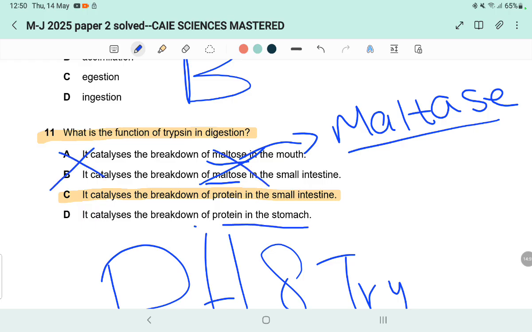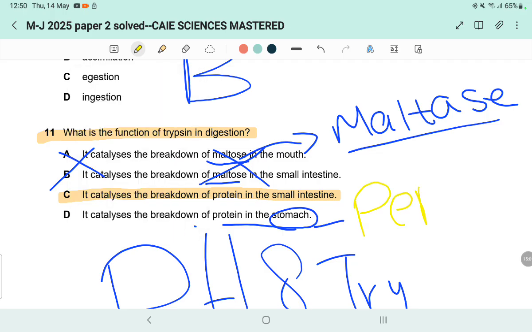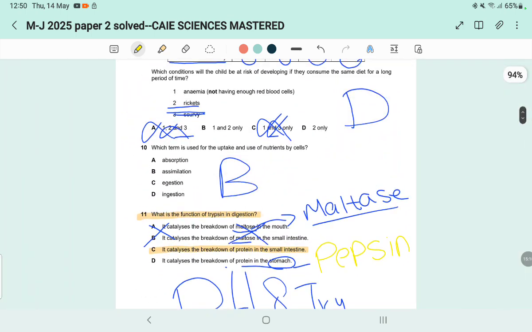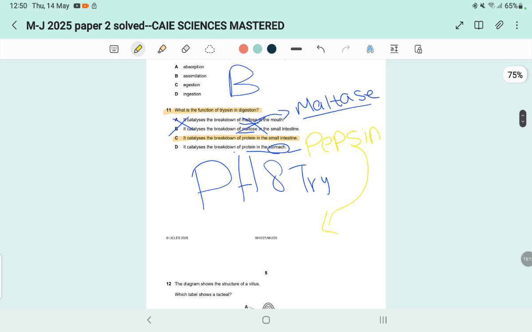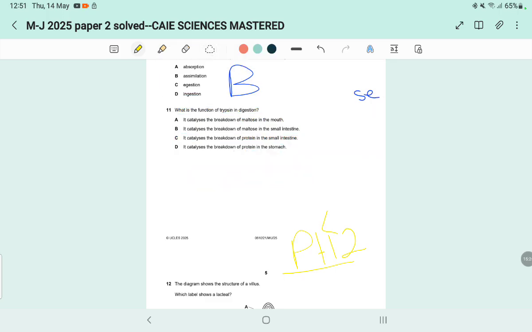Catalyzer of proteins in the stomach. Well, in the stomach, we are using an enzyme which is known as pepsin. And it works, for your information, at pH 2. So pepsin works at pH 2. So the final answer here is C. So the final answer in this question, number 11, is C.